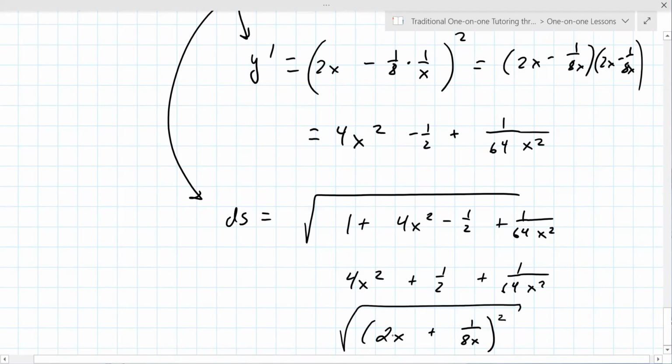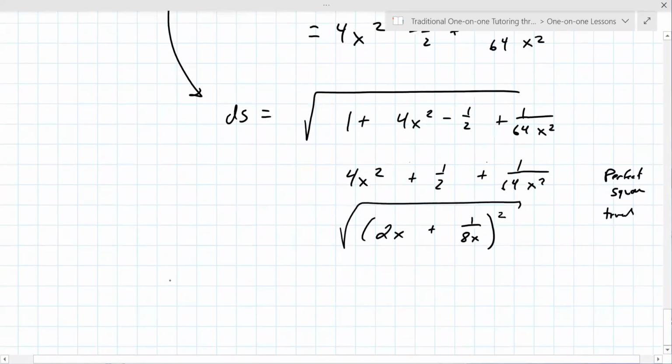The reason it works is it's a perfect square trinomial. What you're looking for is the square root of the first term, the square root of the last term. When you multiply them together and then double it, does it give you the middle term? And it does. 2x times 1 over 8x is 1/4. When you double it, you get 1/2, and it got the signs all right. This one really works out nicely, because when you take the square root of a square, you get just the thing left over. So you get the integral from 1 to 2 of 2x plus 1 over 8x dx.